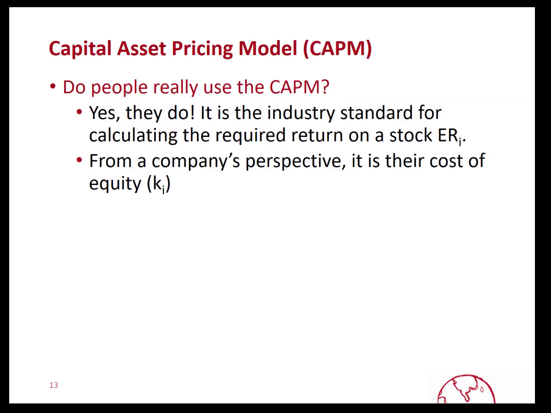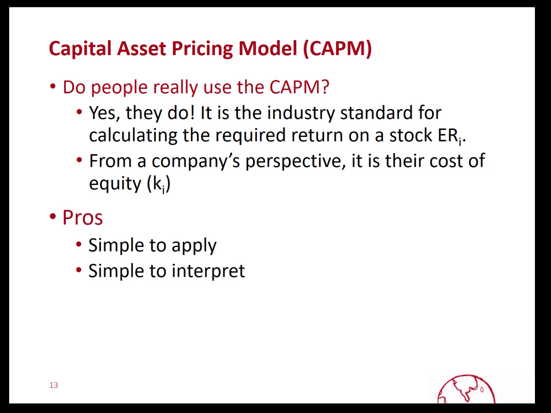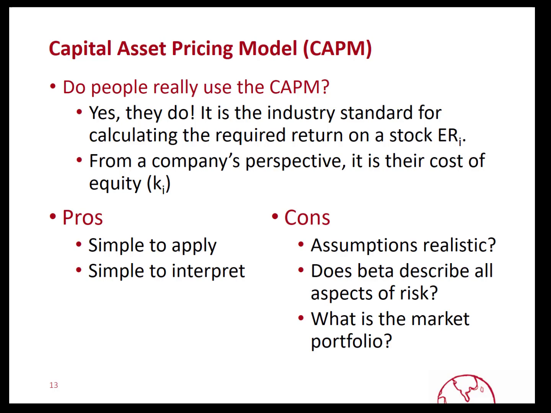So do people really use the CAPM, you may be wondering? Yes, they do actually. It's the industry standard when you need to calculate the required return on a stock. Or put differently, it's the way that companies figure out what their cost of equity is. Now, the pros are that it's simple to apply and it's very simple to interpret. If I tell you it's 8%, then you know that's what you expect to receive. But the cons are that it's not clear that the assumptions that you put in are realistic. Of course, there are only three inputs. And if interest rates are artificially low, or if you use a different equity risk premium from other investors, you're going to get a different required return.